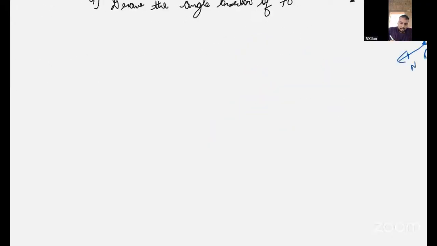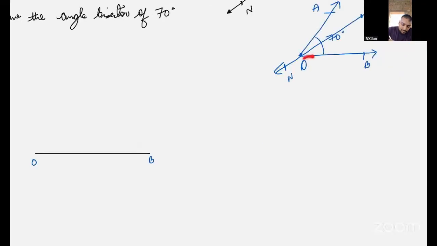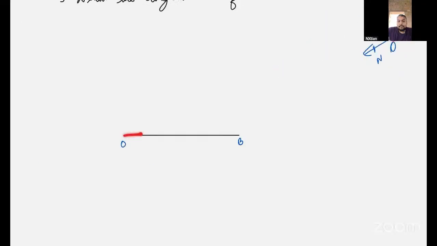Now, how will you draw this? You can make any line segment, named O and B, because in your rough diagram, this is OB. That is why we are making OB. Everyone got this point? Now, how to make 70 degrees with the help of the protractor? Everyone, show me a protractor.